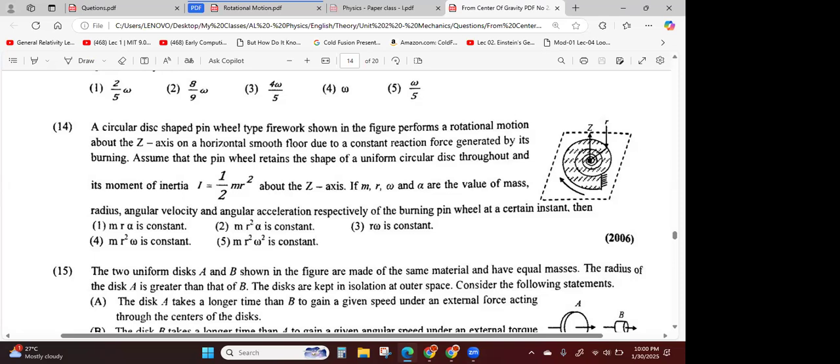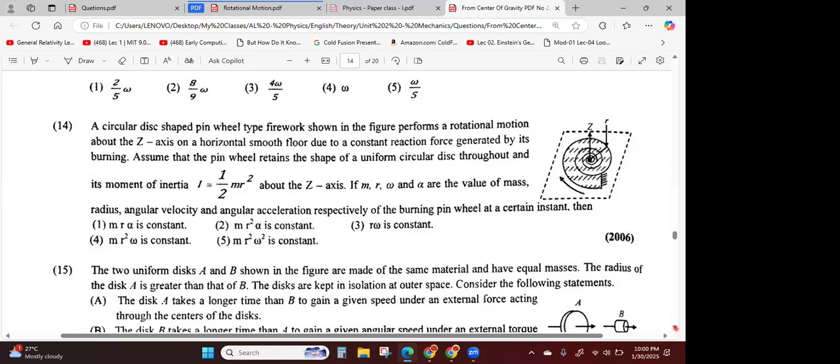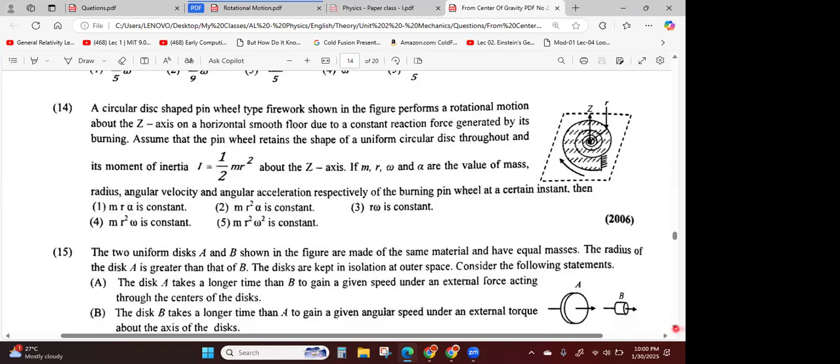By the way, to answer the 14th question, you should have knowledge about circular motion. Have you done circular motion in school or anywhere? No. Okay, then I'll explain this question. It's actually a combination of both circular motion and rotational motion.